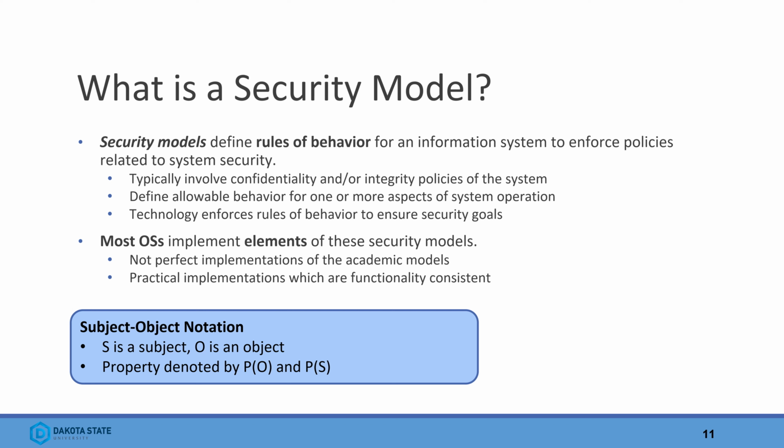Most operating systems implement elements of these security models, but they aren't always perfect implementations of the academic model, since they don't always conform to business needs. So practical implementations are more common, and these are generally functionally consistent with the goals of these models. When discussing security models, we will use subject-object notation. If you haven't seen it before, it's not too difficult to understand. Simply, S and O are subjects and objects, and properties of each are defined with a letter like P. And now we can create associations between subjects, objects, and the properties of both subjects and objects.